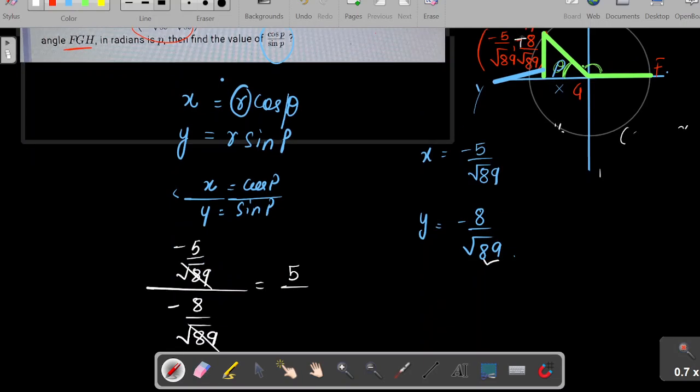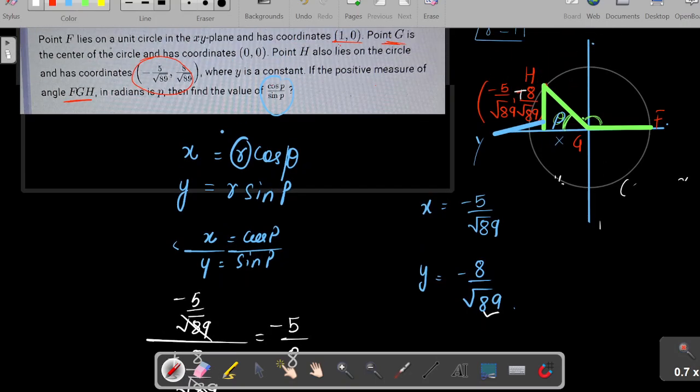So 8 was not negative, it was positive. So here I'll get negative 5 over 8. Otherwise I would be getting 5 over 8 if 8 would have been negative. Okay. I hope it is clear by this concept.